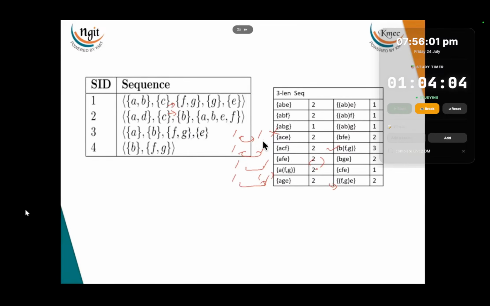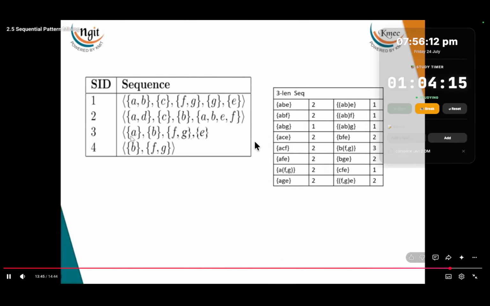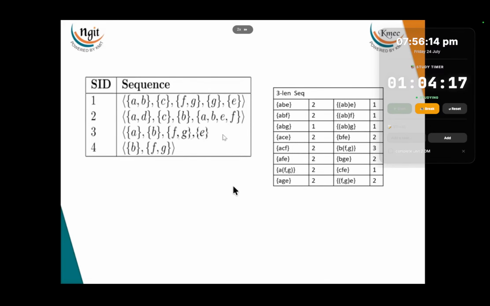So here in the database, you can see ABE. A should be in one transaction, B should be in one transaction, and E should be in one transaction, right? So let us see here. In the first sequence, it is not possible. AB is in the same transaction, so we will not consider that. In the second sequence, A is in 1, B, E. So the support count will be 1. Next, in the sequence, A is in 1, B is there and E is there. So the support count will be 2.